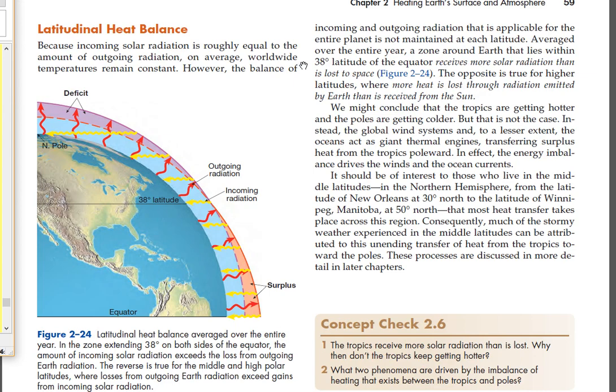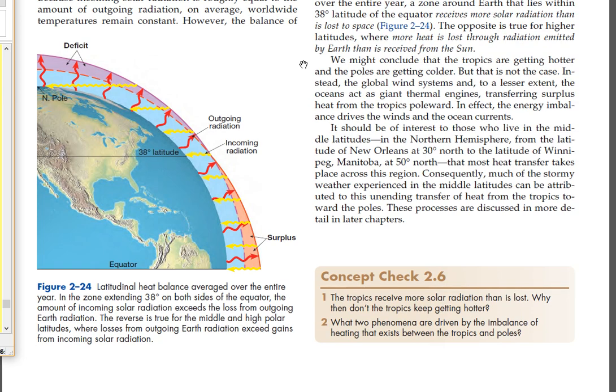Averaged over the entire year, a zone around Earth that lies within 38 degrees latitude of the equator receives more solar radiation than is lost to space, Figure 224. The opposite is true for higher latitudes, where more heat is lost through radiation emitted by Earth than is received from the Sun. We might conclude that the tropics are getting hotter and the poles are getting colder. But that is not the case.